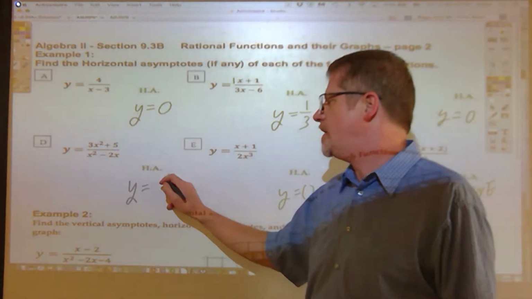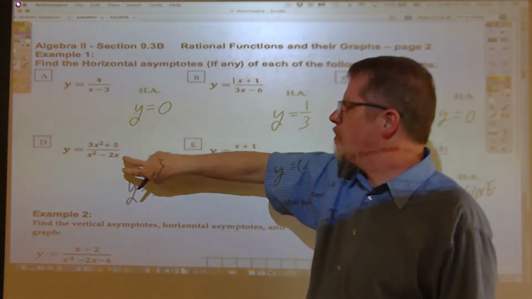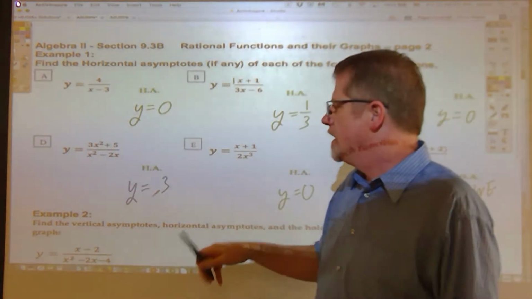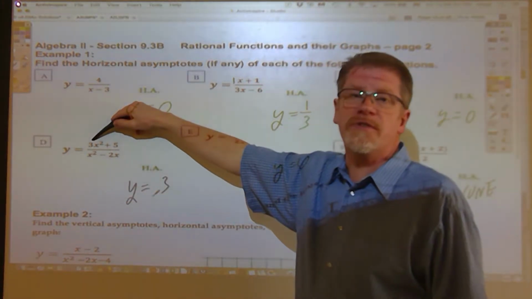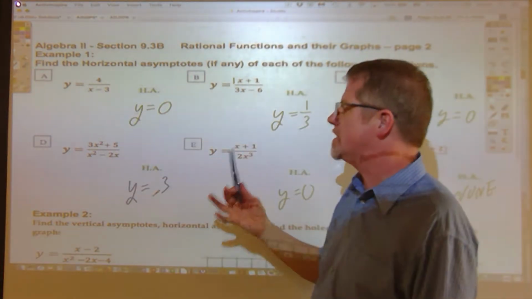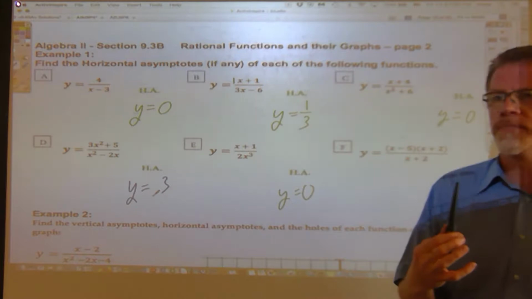3/1 is correct. Y equals 3/1. You ignore the 5 and the -2 to find the equation of the horizontal asymptote. Just y equals the leading coefficient upstairs divided by the leading coefficient downstairs. Any questions on example 1?